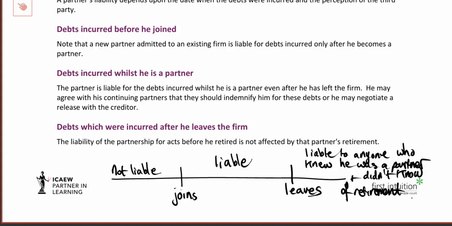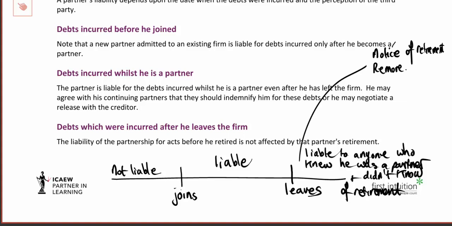So what partners generally do when they retire is they send out a notice to all their clients. So they'll send a letter saying, by the way, Fred has retired after many years of good service. That way, all the current clients will know that he's no longer a partner and therefore wouldn't be able to hold him to any contracts.